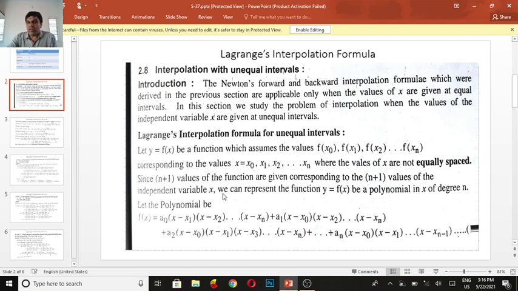That's the way we can represent the function y equal to f of x as a polynomial in x of degree n. Let the polynomial be f of x equal to a naught of x minus x1, x minus x2, etc., x minus xn, plus a1 of x minus x naught, x minus x2, etc., x minus xn, plus a2 of x minus x naught, x minus x1, x minus x3, etc., x minus xn, plus etc., an of x minus x naught, x minus x1, etc., x minus xn minus 1. Call this equation 1.